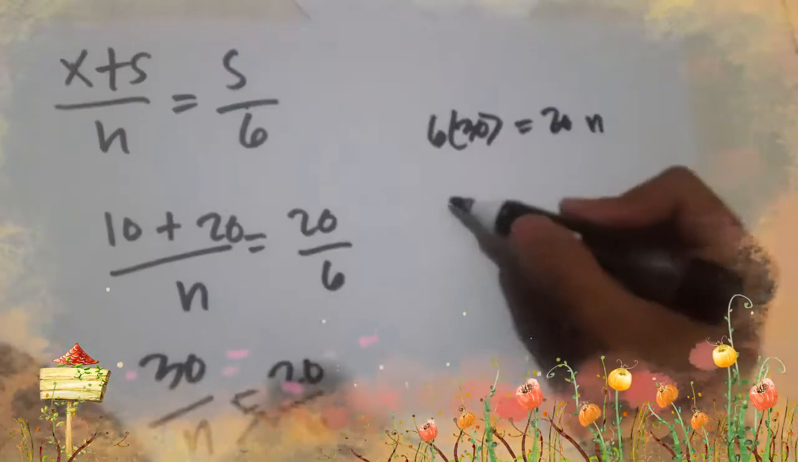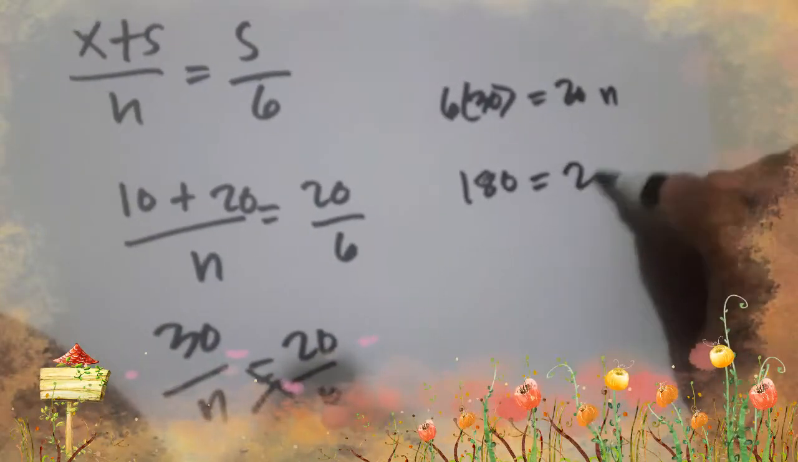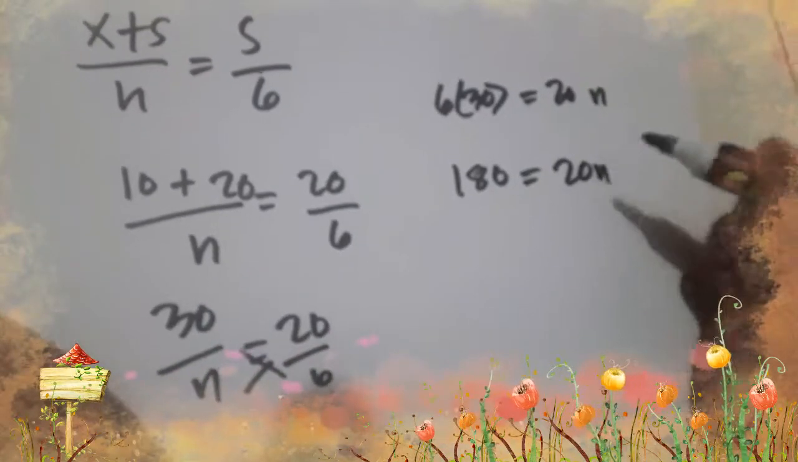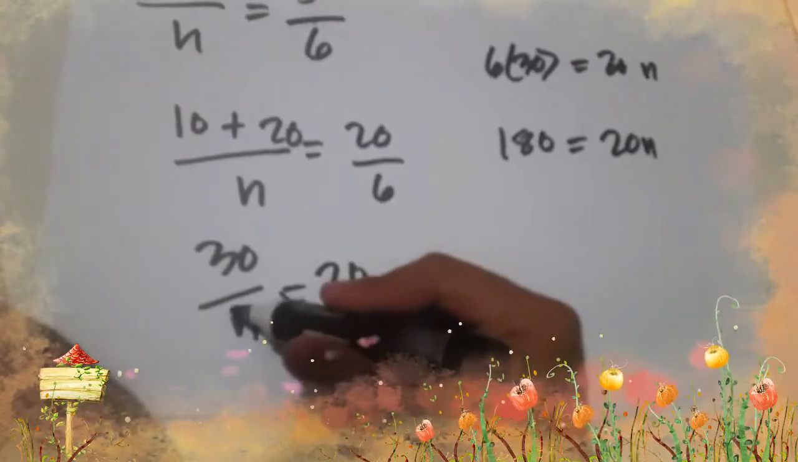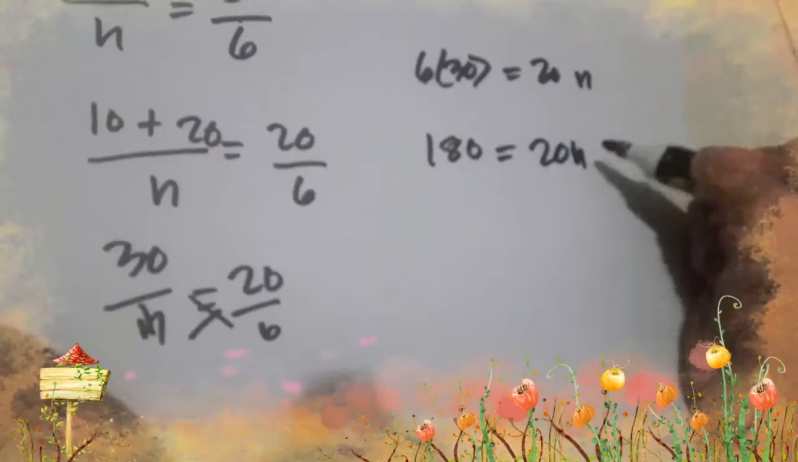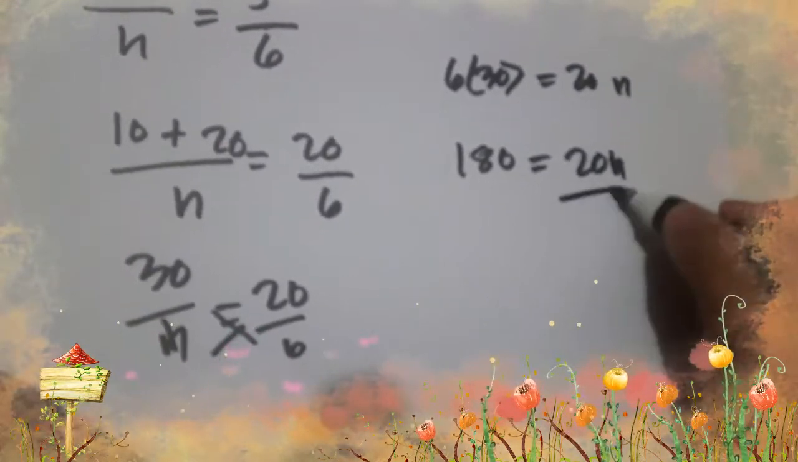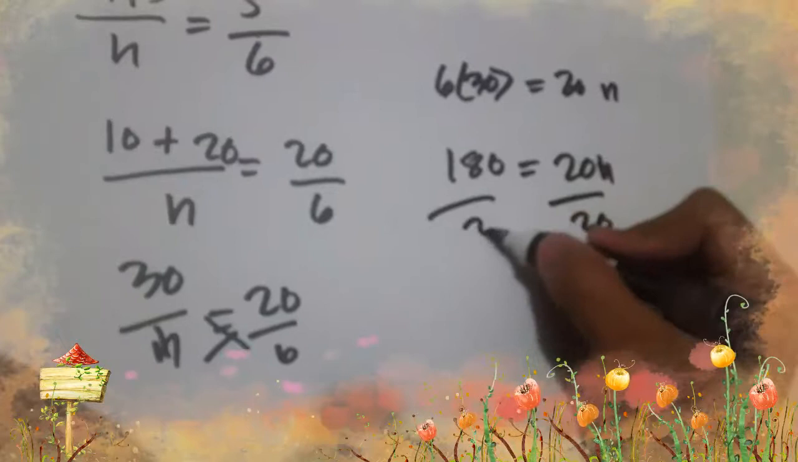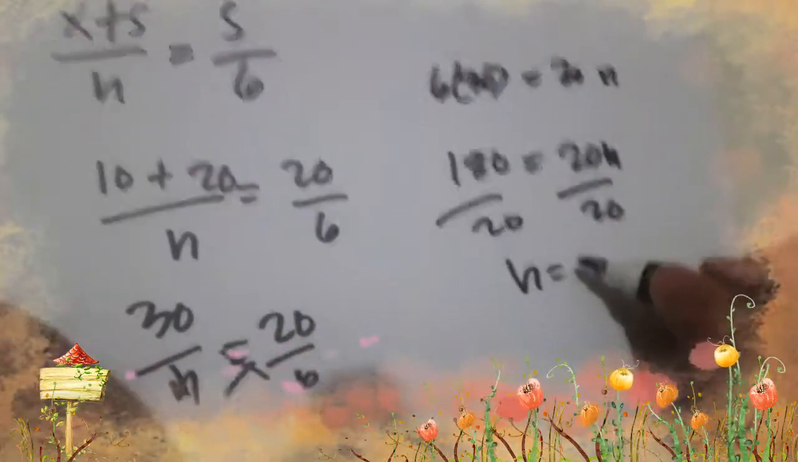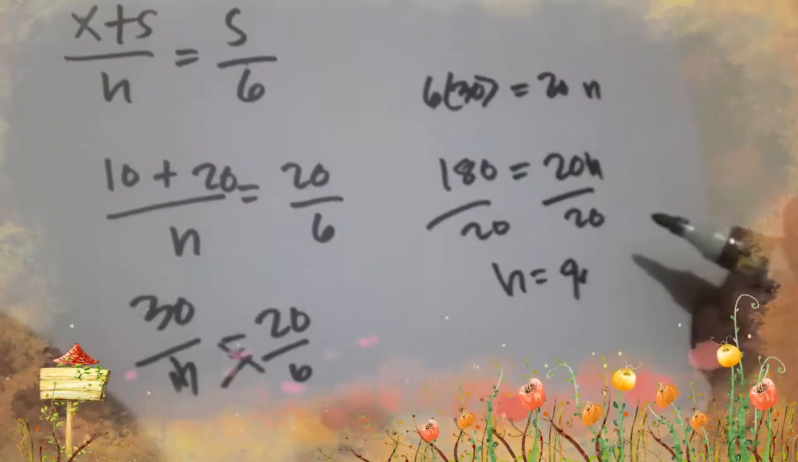6 times 30 is equal to 180. This is h, 20h. So in order to get h, we need to divide 20 on both sides. So h is equal to 9. So h is equal to 9.